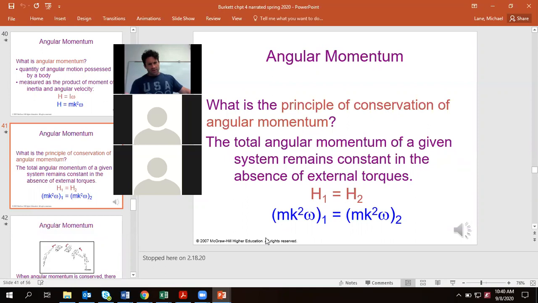So, does this make sense, guys? Talking about the preservation of angular momentum and how it's important. Because notice, guys, our initial angular momentum is going to equal our final angular momentum. The key thing we can really control is going to be the radius that we happen to be at.